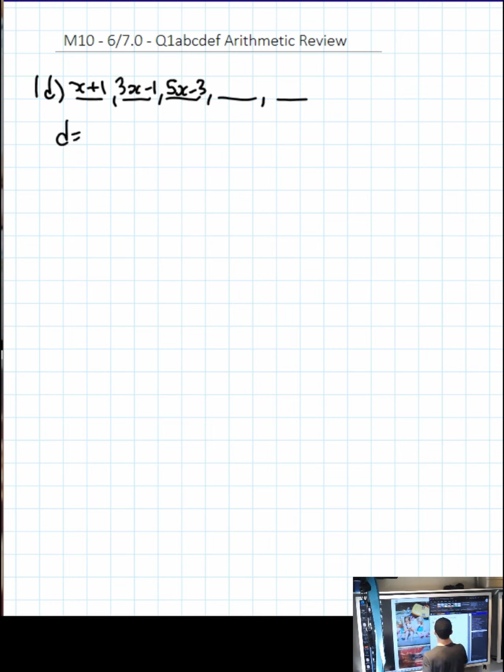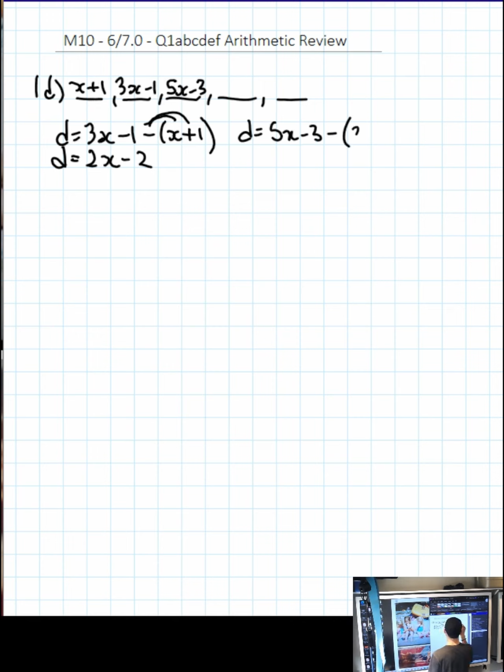So d equals taking a term and subtracting the term before it. So we have 3x minus 1 minus (x plus 1). So d equals 3x, distribute the negative, minus x is 2x, and negative 1 minus 1 is negative 2. Let's find the difference again. d equals 5x minus 3 minus (3x minus 1). d equals 5x minus 3x is 2x, negative 3 minus negative 1 is negative 3 plus 1, which is negative 2, and we have the same difference, so we know we're good.